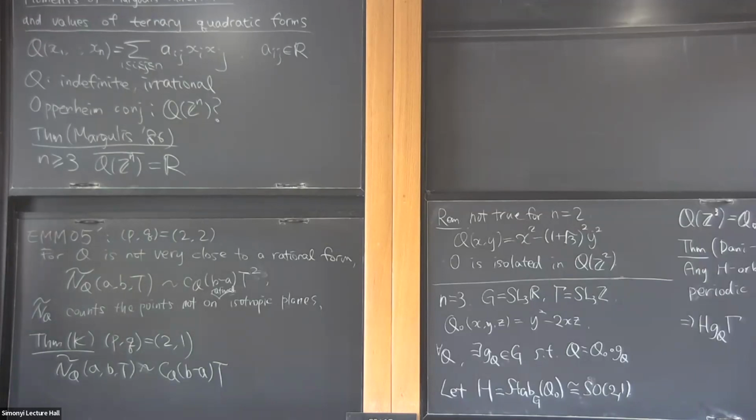Actually, there is another reason that the asymptotic might break down. If there's a rational plane such that the restriction of this quadratic form Q to that plane becomes a perfect square, then that might also be a problem. So one needs to exclude isotropic lines and such degenerate planes.